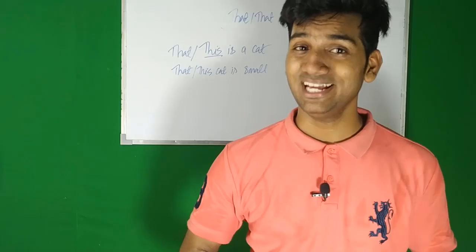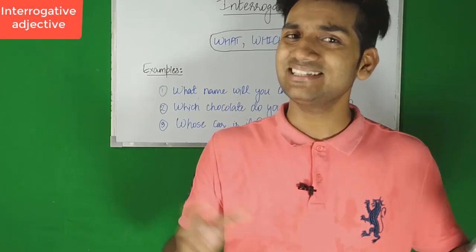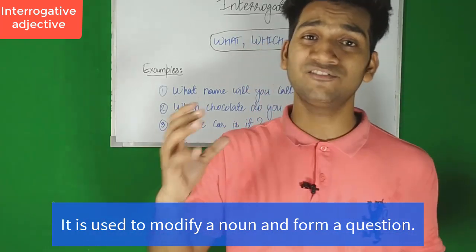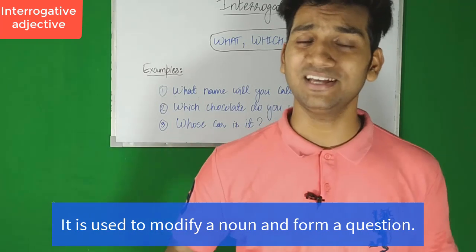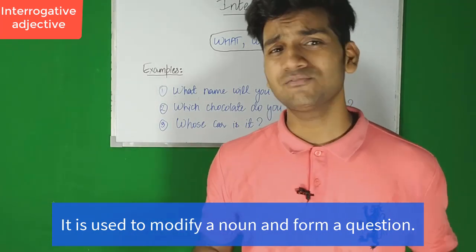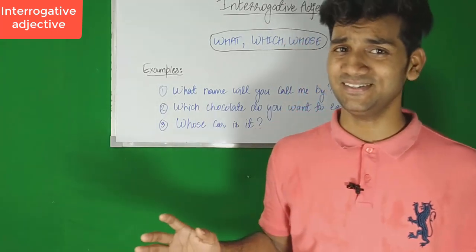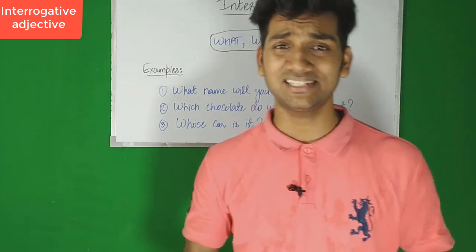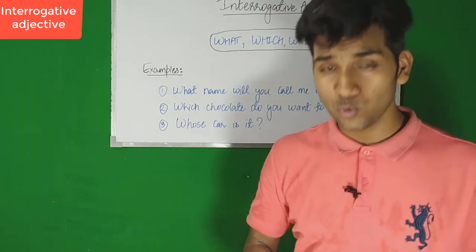Now let us move to the next adjective, which is an interrogative adjective. Guys, an interrogative adjective is used to modify a noun and ask a question. Very simple. We use it to modify a noun and ask a question. And we've got only 3 interrogative adjectives. That makes our life very easy, right? And these 3 interrogative adjectives are what, which, and whose.